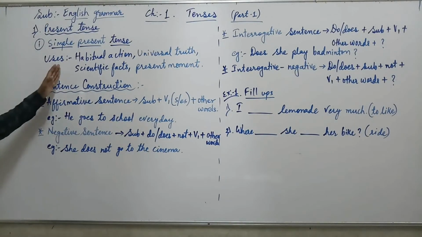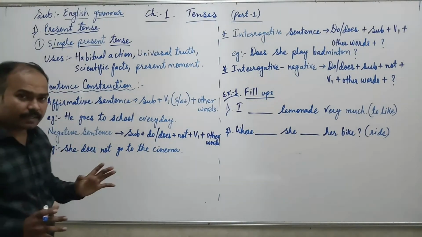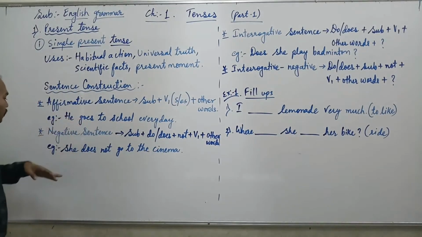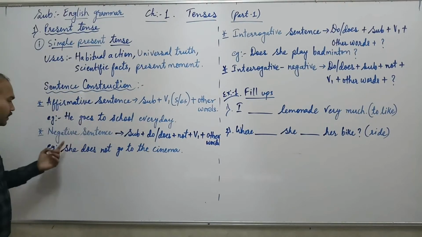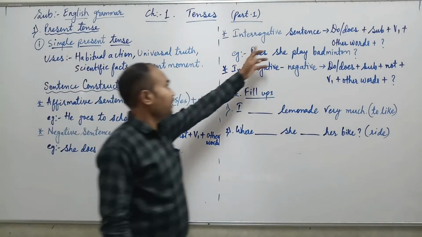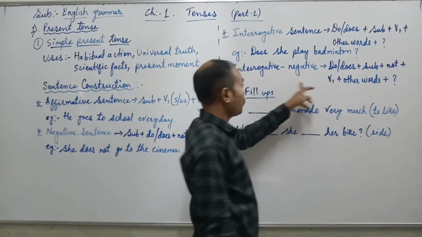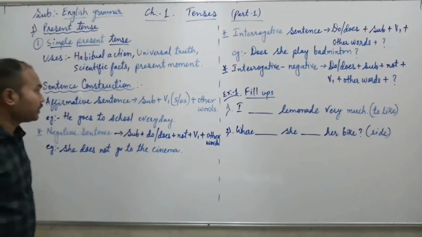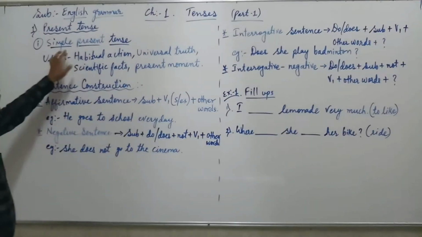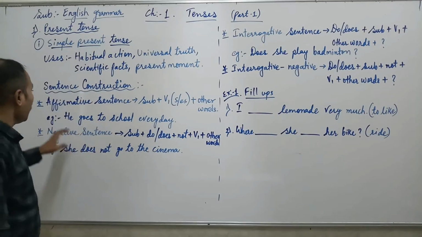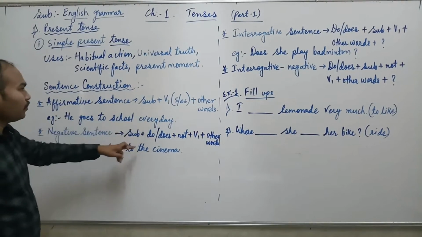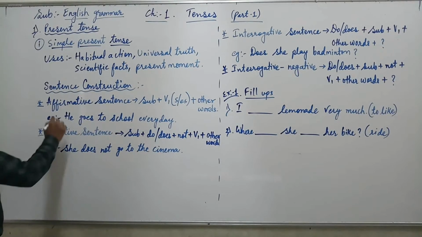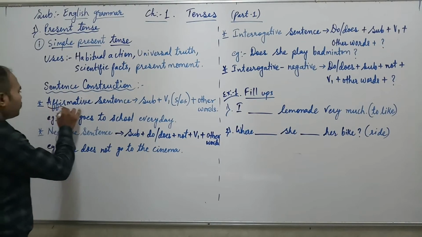Now in simple present tense, how to form a sentence? Basically we make a sentence in these four parts: affirmative sentence, negative sentence, interrogative sentence and interrogative negative sentence. In these four forms we make a sentence. So how to form a sentence in simple present tense? I have given over here the structure for these four of them. So let us begin with the affirmative sentence.